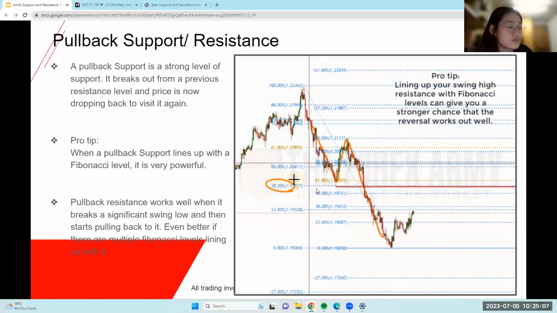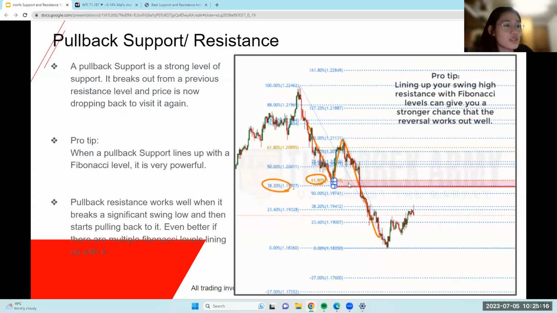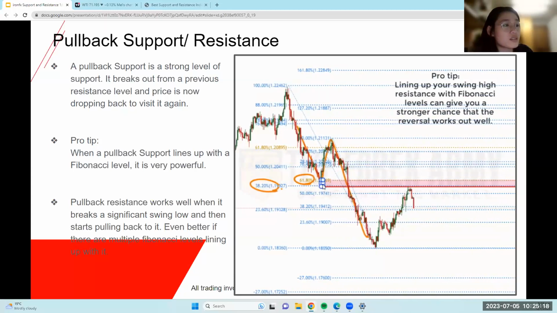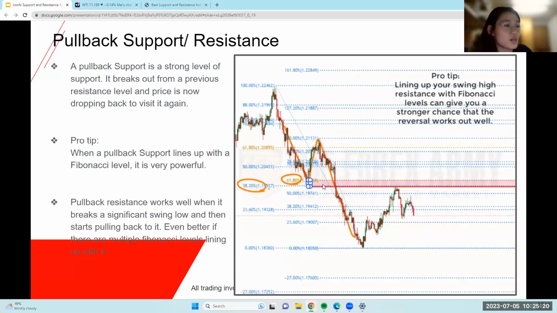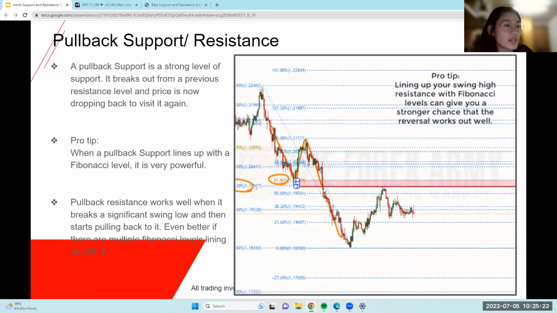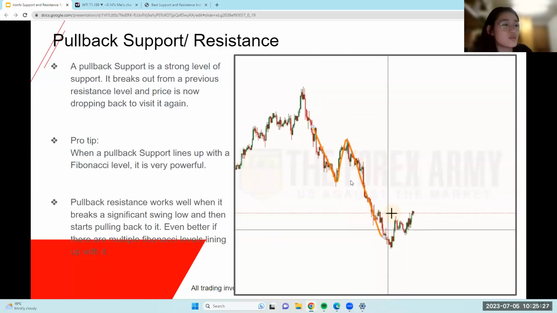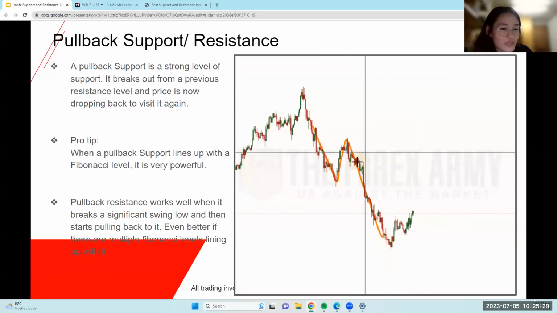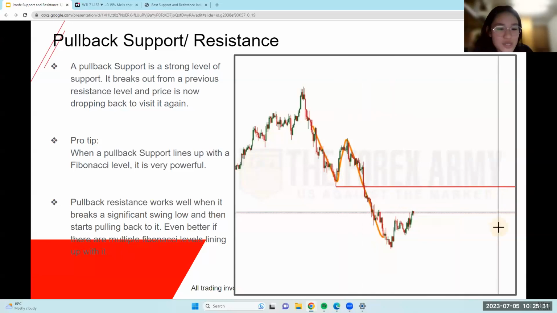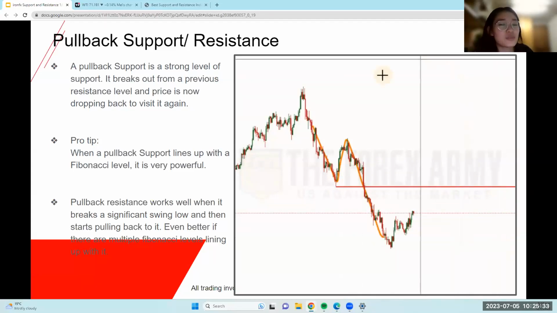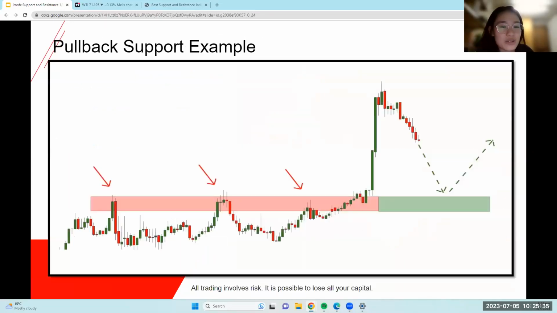So here when we have a 38.2% Fibonacci retracement lining up nicely with our support level, and you can see we have a 61.8% as well that lines up. So we have two Fibonacci retracement levels that line up with our support pullback resistance level. So that's why it's so strong, because we're expecting it to reverse. So pull back and reverse off of the level. Okay, I hope that makes sense, but let's take a look at a couple more examples if you don't understand what I have said so far.